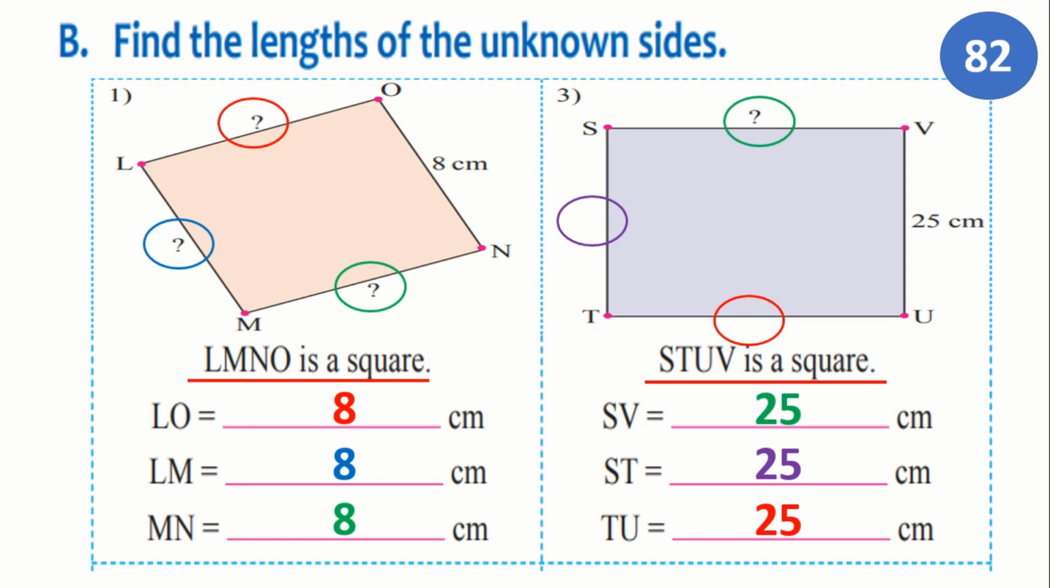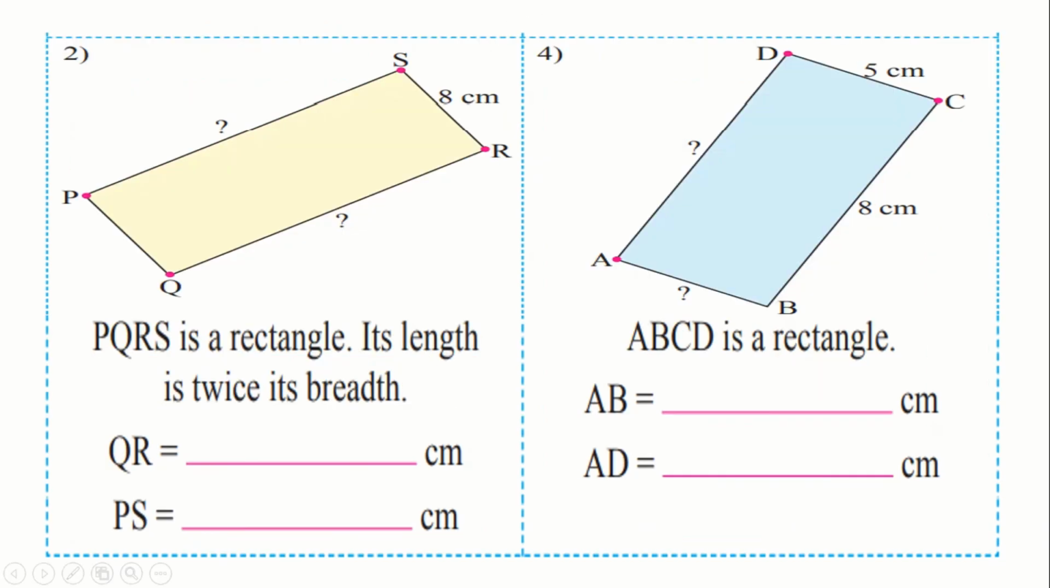Students, next is number 2 and number 4. Okay, are you ready, students? Let's do number 2. This figure is a rectangle. Okay, PQR is a rectangle. Rectangle, this one. Its length is twice its breadth.